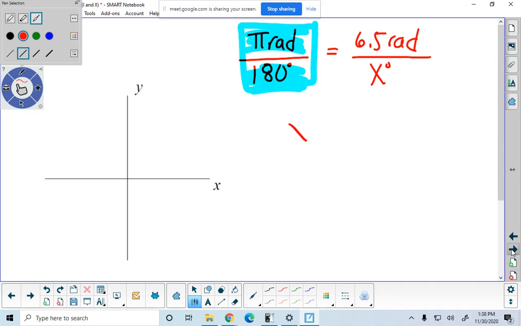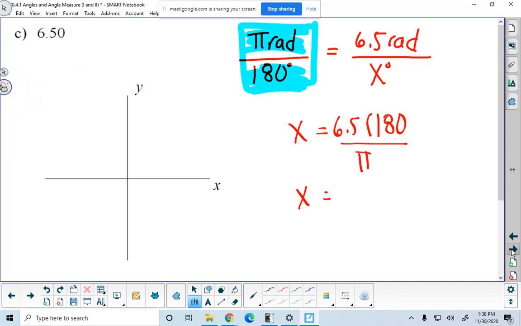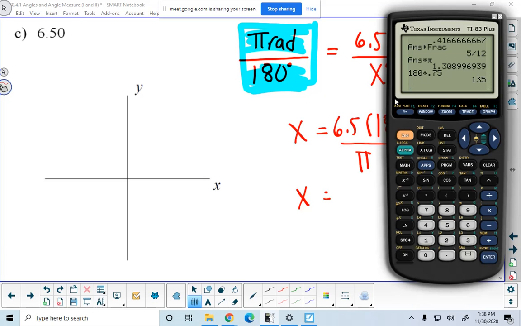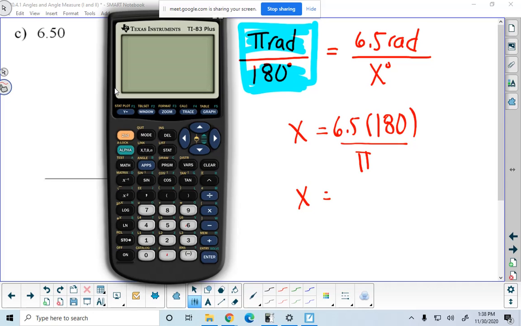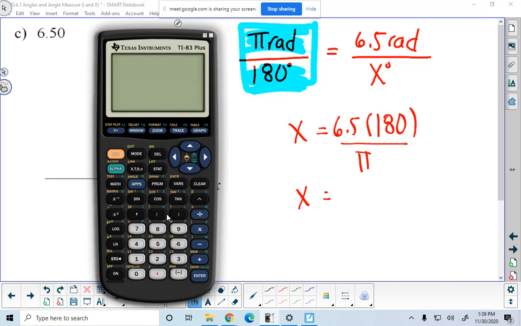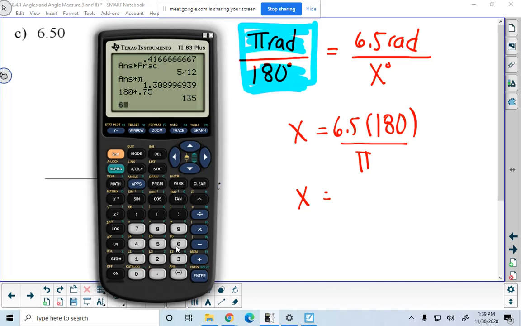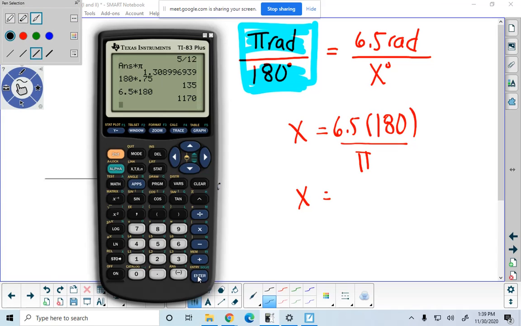And I get x equals 6.5 times 180 over pi. I do need to figure out what 6.5 multiplied by 180 is. Why am I thinking 690? Excuse me. 6.5 times 180. Yeah, I knew that could be right. 1170 is what we get, and it's over pi.